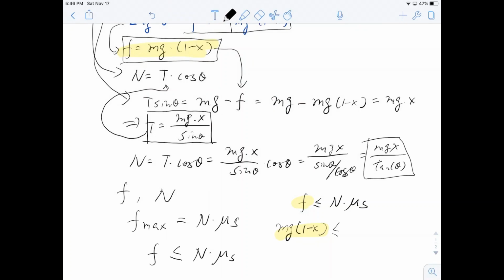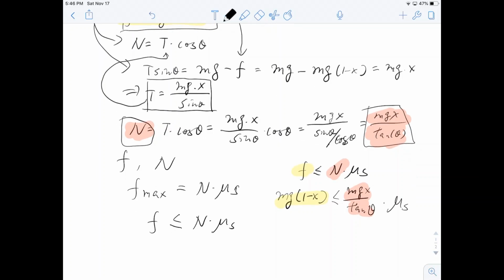So that would be mgx divided by tangent theta times mu of s, right? So let me highlight these as well. So n is equal to this, and n is here. So basically, this is the inequality equation that we're handling.